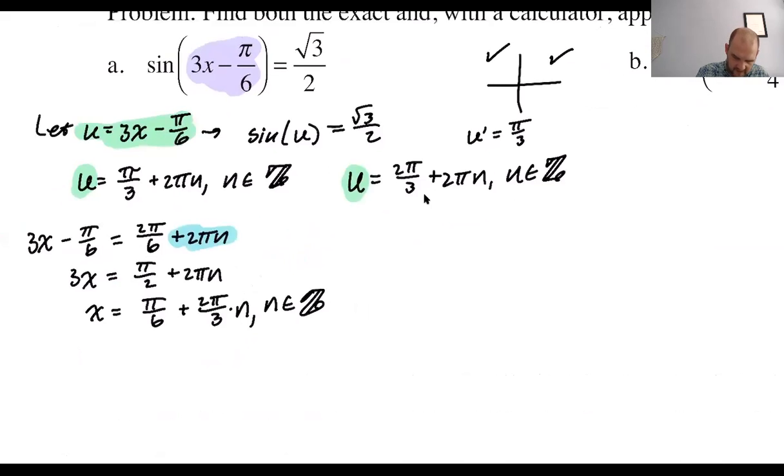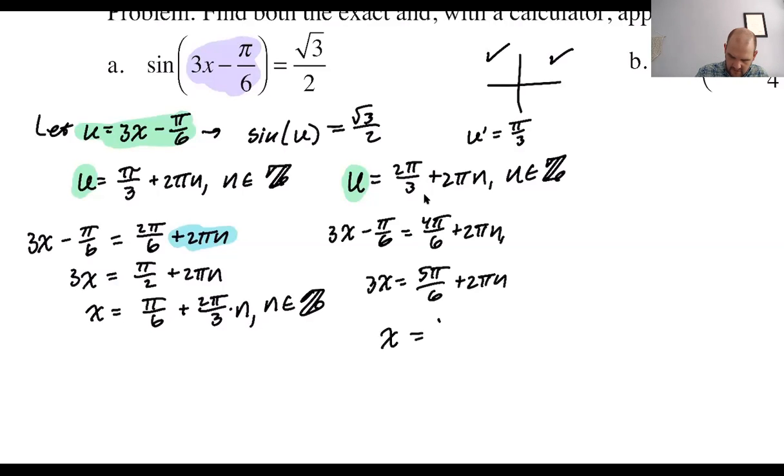I'm going to do the same thing here. So u becomes 3x minus pi over 6, which equals, I'm going to make this 4 pi over 6 plus 2 pi n. And then I'm adding, so I get 3x equals 5 pi over 6 plus 2 pi n. Then divide, I get x equals 5 pi over 18 plus 2 pi over 3 times n, where n is an element of the integers.